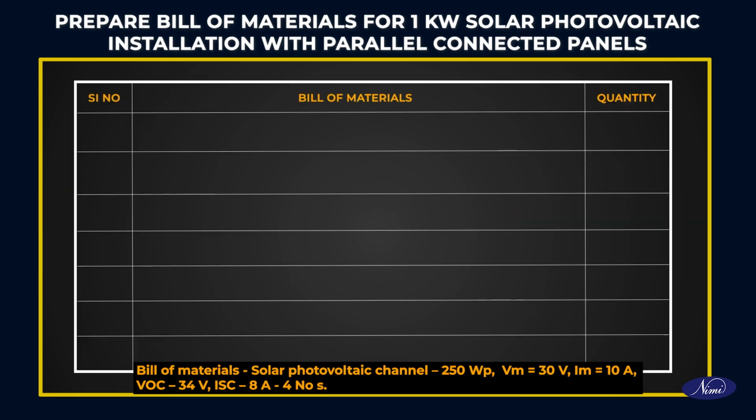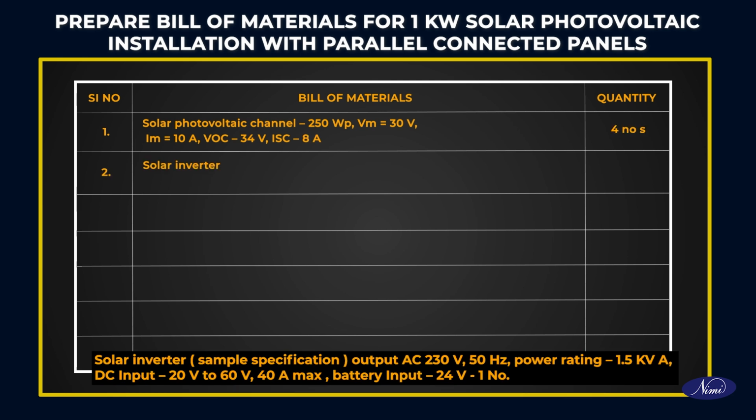Bill of materials: solar photovoltaic panel, 250 watt power, maximum voltage Vm is equal to 30 volts, Im, maximum current, is equal to 10 amperes, open circuit voltage VOC 34 volts, short circuit current ISC 8 amperes. 4 numbers.